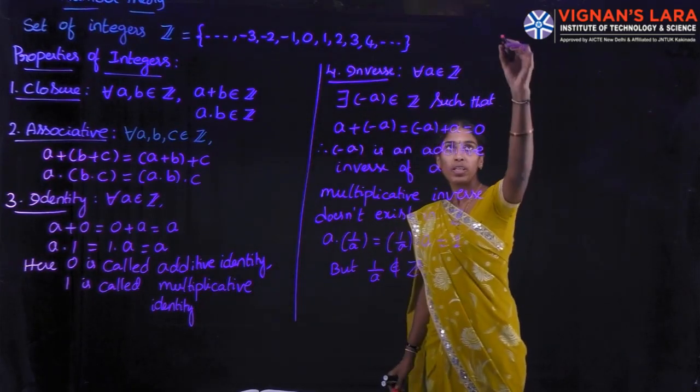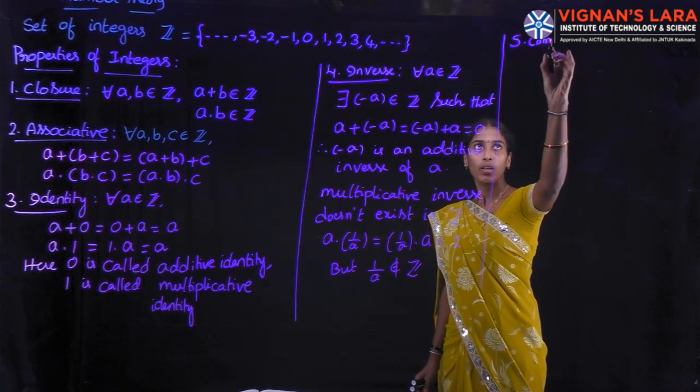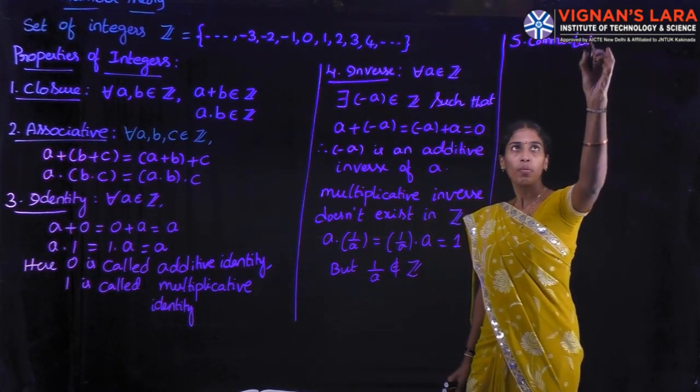The next property is the fifth one, commutative.